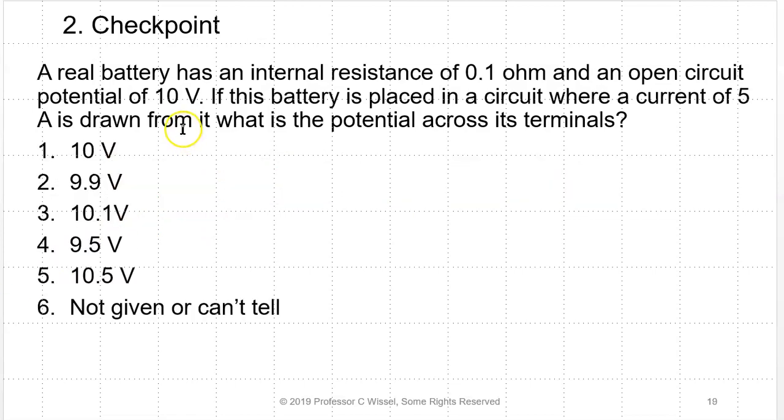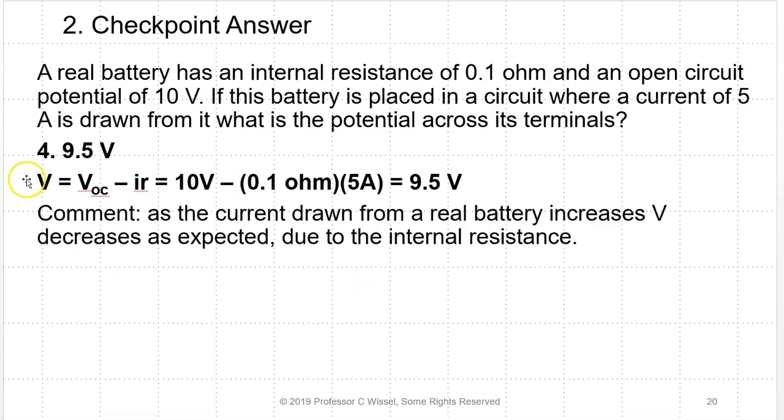V is less than V open circuit, as expected for a discharging battery with a non-zero internal resistance. A real battery has an internal resistance of 0.1 ohm and an open circuit potential of 10 volts. If this battery is placed in a circuit where a current of 5 amps is drawn from it, what is the potential across its terminals? Well, it's going to be lower than the open circuit voltage, by 0.1 times 5, or 0.5. So this should be 9.5 volts, which is answer number 4. So V equals VOC minus IR, or 10 volts minus 0.1 ohm times 5 amps, or 9.5 volts.